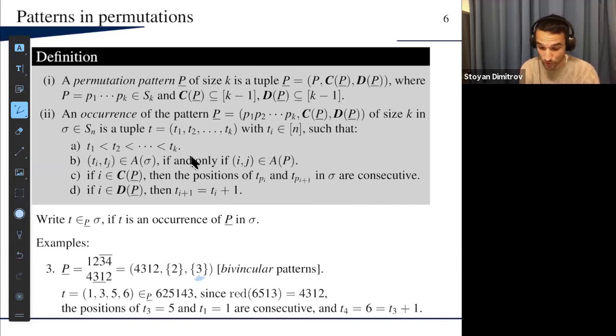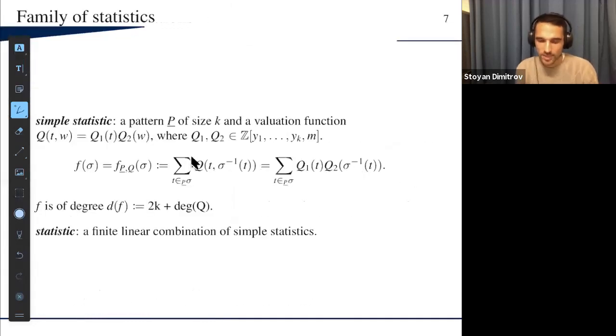And here is an example of an occurrence for this pattern. And indeed, you can check that 5 and 6 obviously have consecutive values in this occurrence. Okay, so now we are ready to define our family of statistics over permutations for which our results would work.